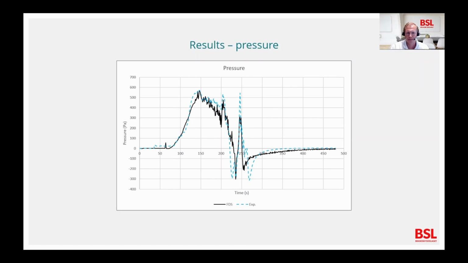Now on to pressure. Before each test in the experiments, they did leakage tests. I have recalculated the leakage rates to a leakage area applied in FDS. I use pressure zones to simulate a bulk leakage through walls and ceilings. And I have also adjusted the leak pressure exponent and leak reference pressure to better match the experiments. As you can see, FDS, to quite a good agreement, is able to catch the pressure from the experiments.